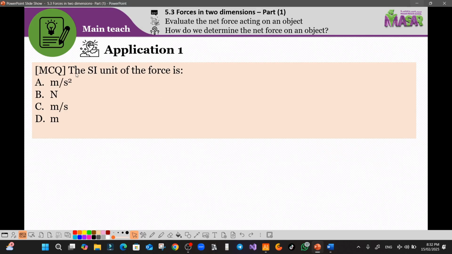Now, for application 1, the SI unit of the force, we know, must be Newton. So the correct answer is in Newton.